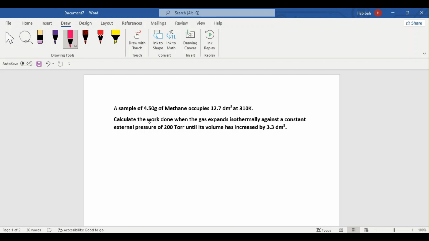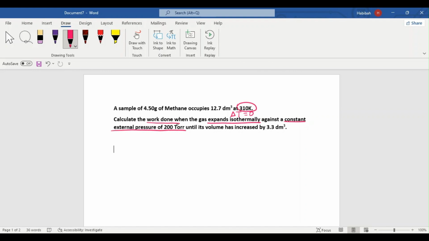So, from this question, we know that we're supposed to solve for work done when isothermal expansion occurs. Here the change in temperature is zero, meaning the temperature for this entire process will be 310 kelvins, and this occurs against a constant external pressure of 200 torr.